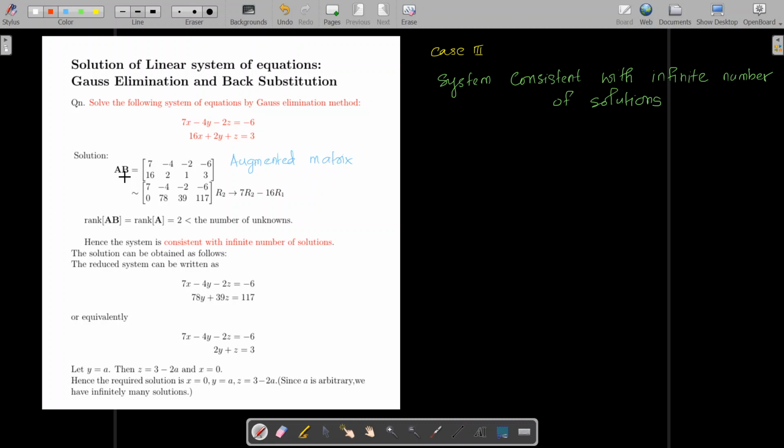So augmented matrix is written with the help of the coefficient matrix A and the right hand side column matrix B, and hence we have the augmented matrix AB with 7, minus 4, minus 2 as the coefficients of x, y, z from the first equation. Right hand side value is minus 6. From the second equation it is 16, 2, 1 and the right hand side is 3. We are going to reduce this augmented matrix to the echelon form.